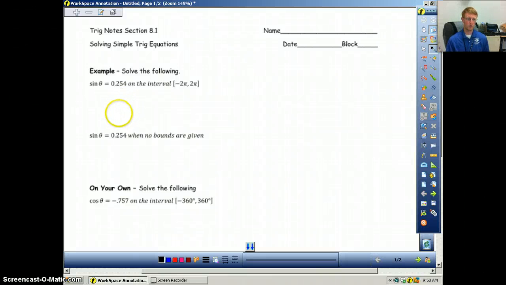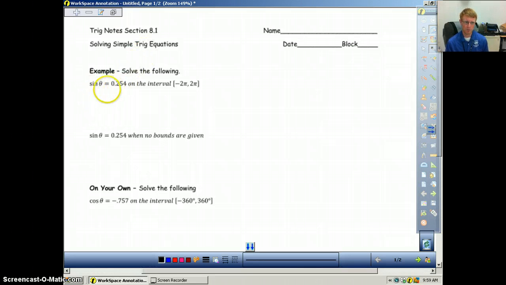This is 8.1. We're going to be solving simple trig equations. I will warn you now, this chapter is a little bit more difficult. You need to make sure you're staying with the videos and staying with the work and making sure you're asking questions. Not only that, make sure you're paying attention to these videos. I do a lot of explaining in these videos about why things work the way they work. If you're just trying to memorize everything, you're really going to struggle.